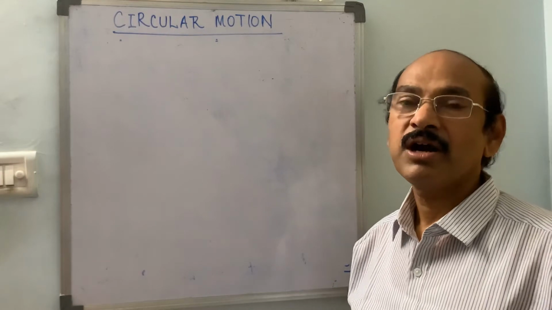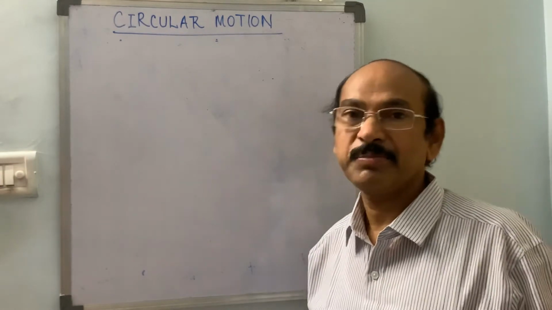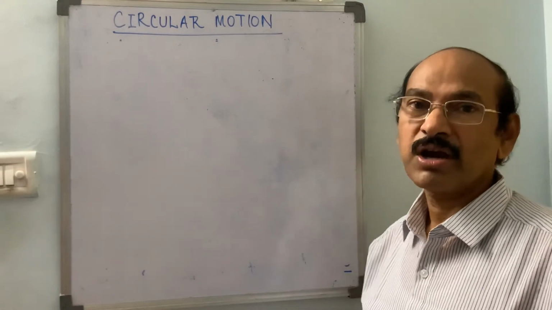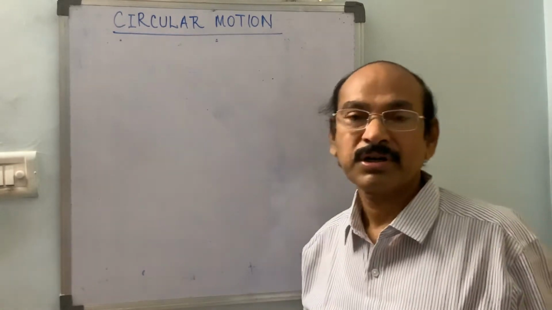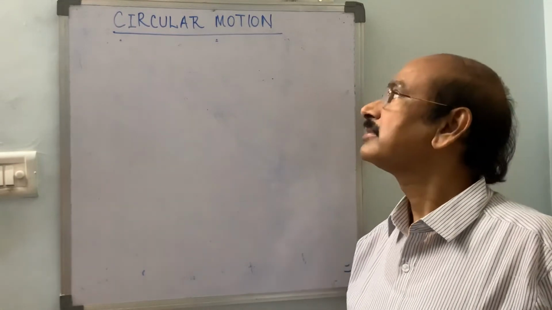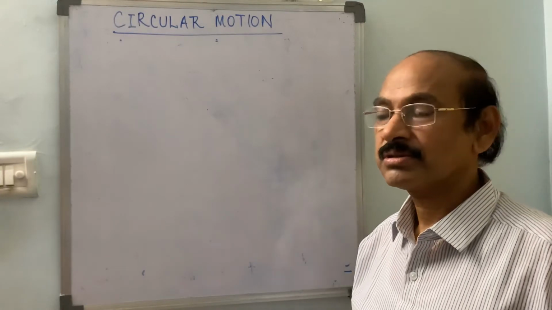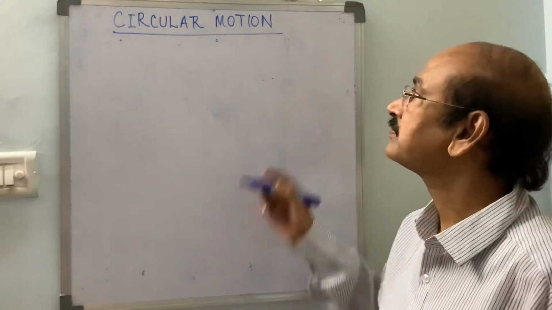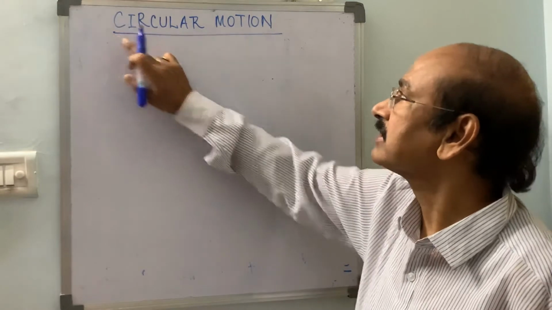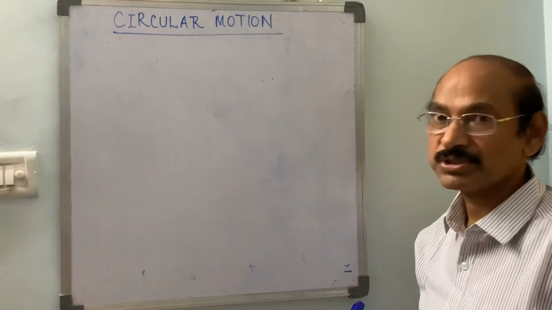Third one is oscillatory motion. When the body repeats its motion after a certain interval of time along a straight line, then it is said to be harmonic motion or oscillatory motion. Now let us discuss the circular motion or angular motion.